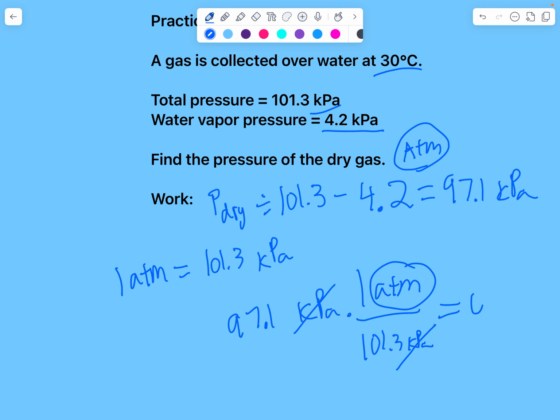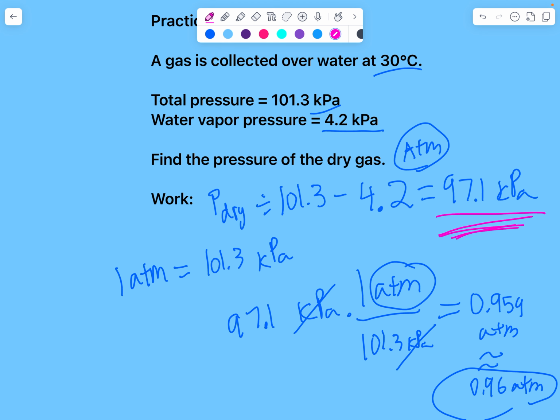And I'm at 0.959 atm, which is roughly 0.96 atm. And that would be my answer. First, we subtract water vapor in the same units. Then we convert to atm only because the problem asks or because your professor may ask you. Granted, if they never asked, then 97.1 kPa would have been your answer. Okay?